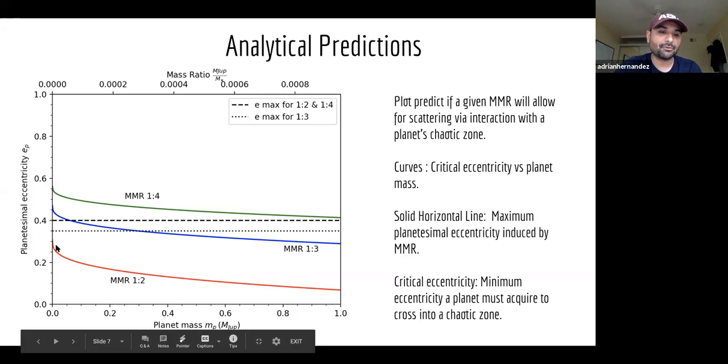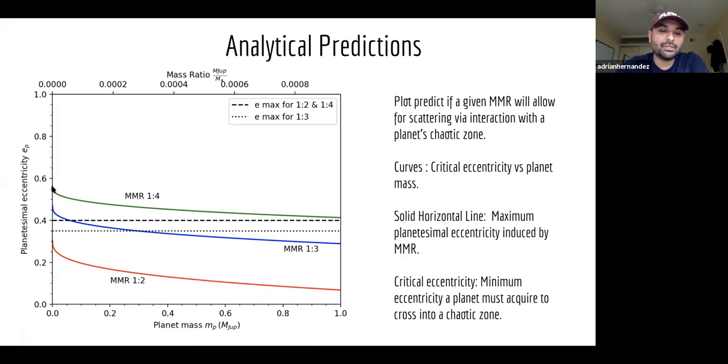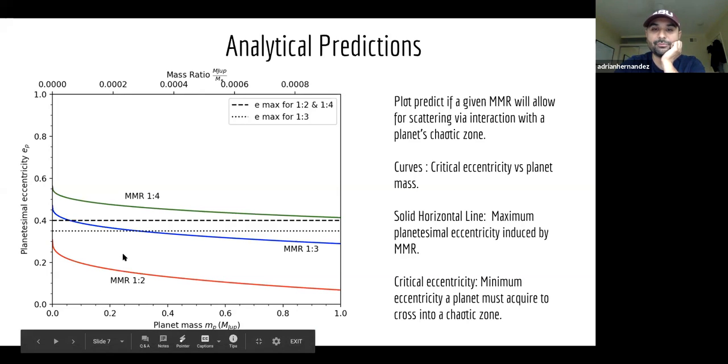So what we say is that for all planet masses, we would expect some scattering to occur when in 1 to 2 mean motion resonance with a planet that has an eccentricity of 0.1. Conversely, if you look at this 1 to 4 mean motion resonance critical eccentricity curve, incidentally, the maximum eccentricity induced there was about the same, about 0.4. However, the critical eccentricities needed to enter the outer chaotic zone of a planet are higher than what's allowed. So for these 1 to 4 mean motion resonances, these curves will not allow scattering. And so this is actually where we're going to focus here, since we know that the 1 to 2 mean motion resonance will do a good job at scattering planetesimals.